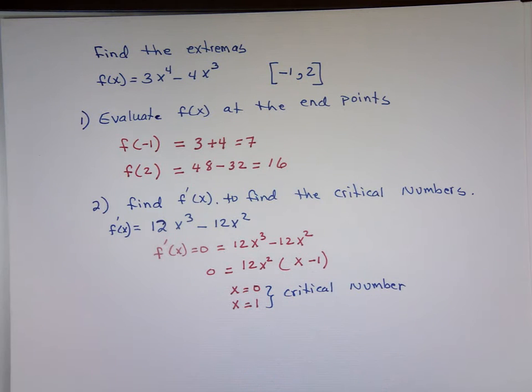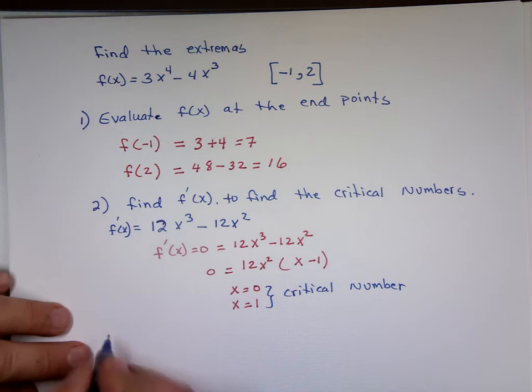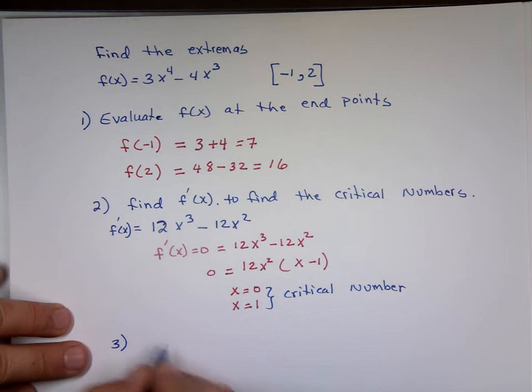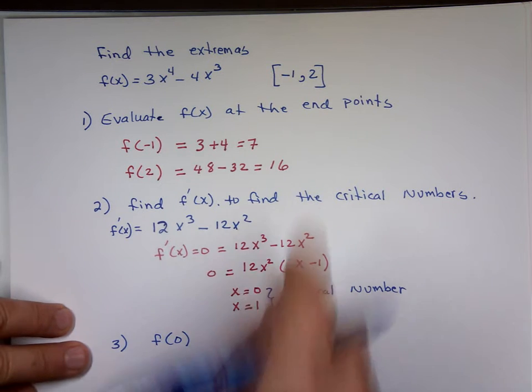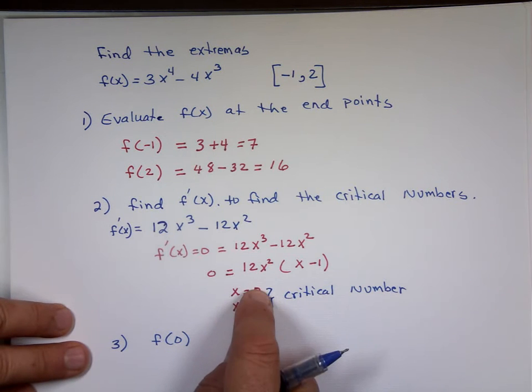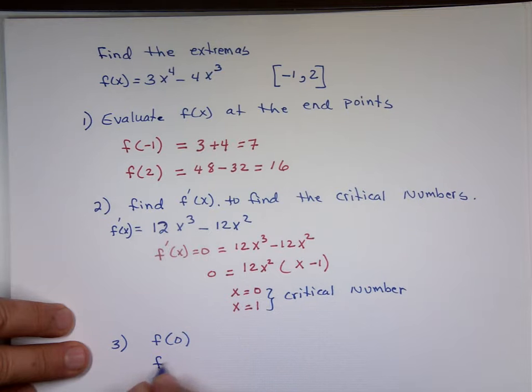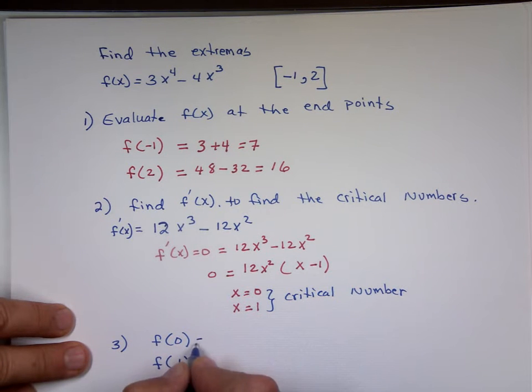And step number 3, find the value of the function at 0. Notice the 0 between minus 1 and 2. I can use it. And the 1 is also between minus 1 and 2. I can use it. The value of the function.